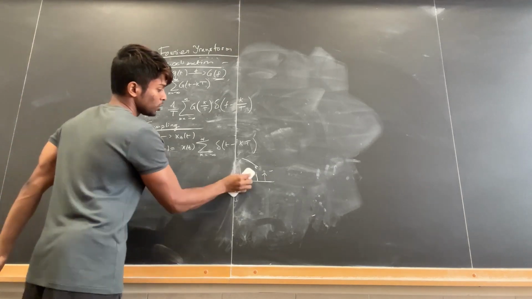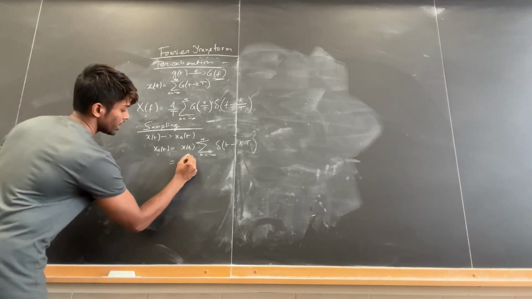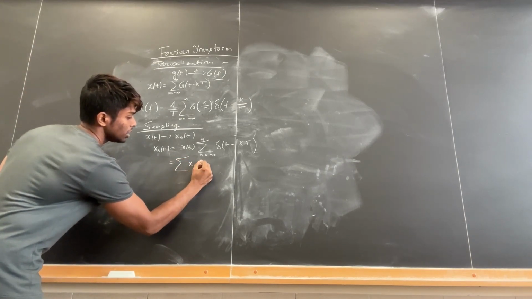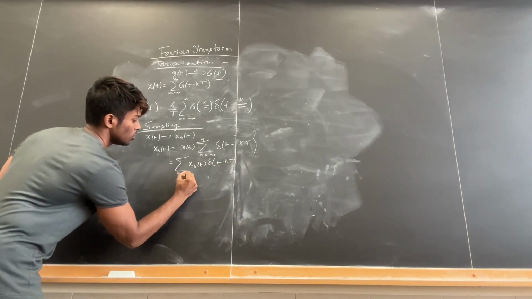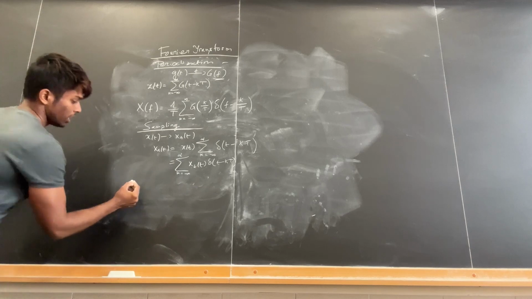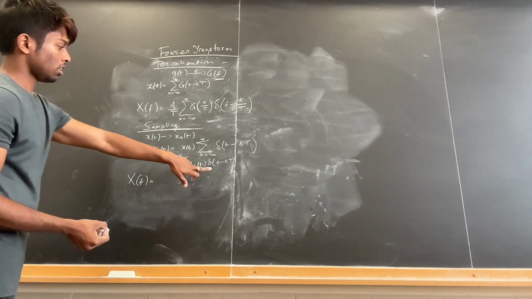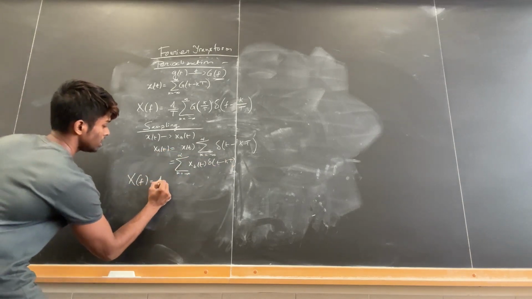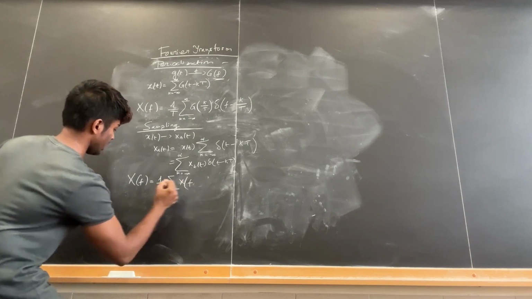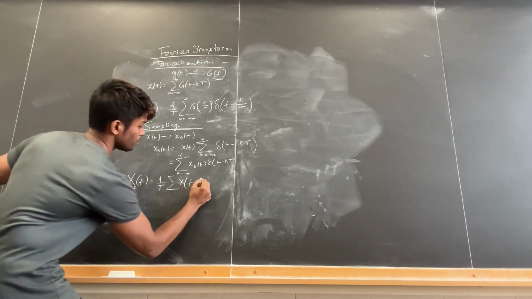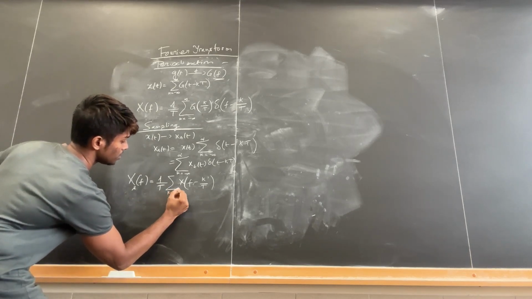Now what happens in the Fourier domain? We can write it as the sum of x(kT) delta(t minus kT), where k is equal to minus infinity to plus infinity. In the frequency domain, X_s(f) becomes 1 by T times the summation of X(f minus k by T), k equal to minus infinity to plus infinity.